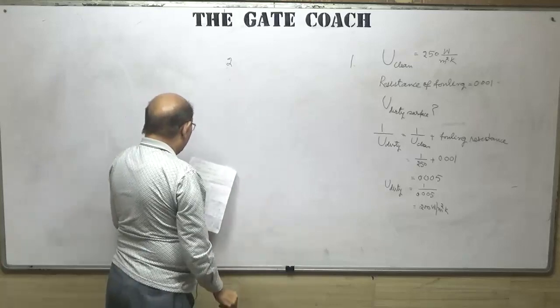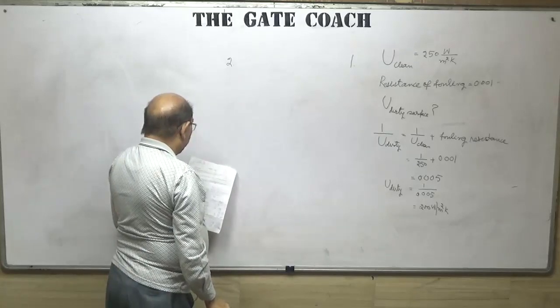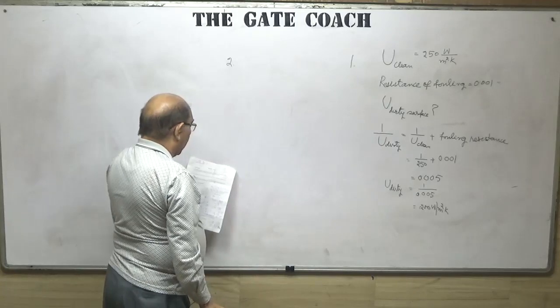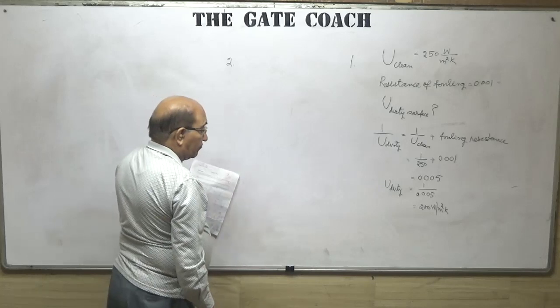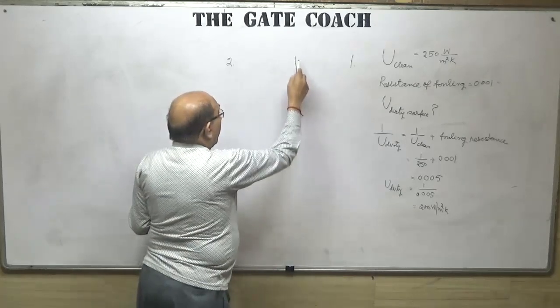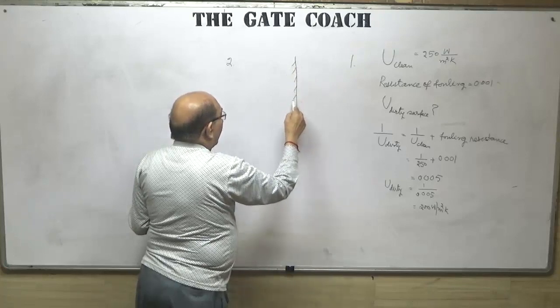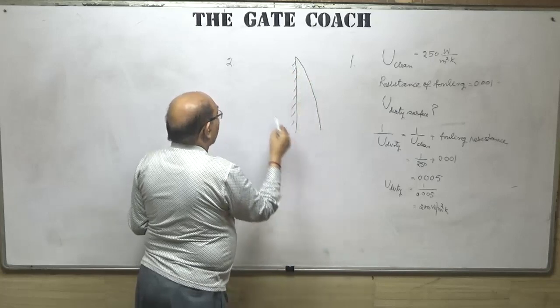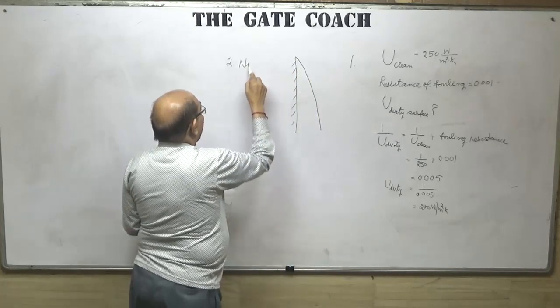Second question, which theory is used to calculate the thermal boundary layer for the vertical plate condensation? Vertical plate condensation, we had taken the Nusselt's theory.